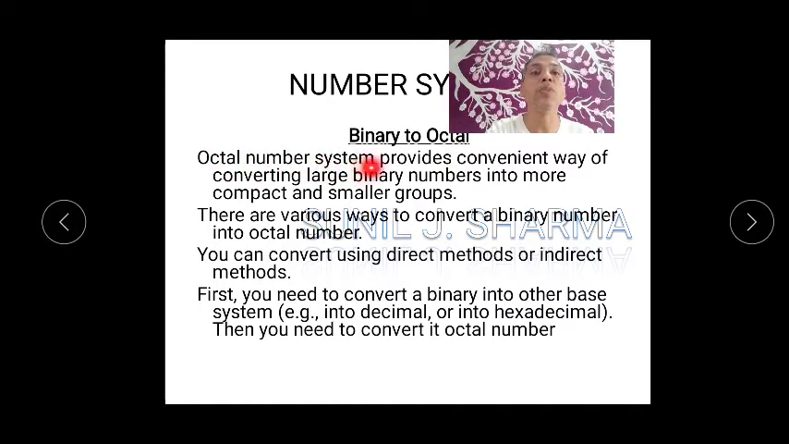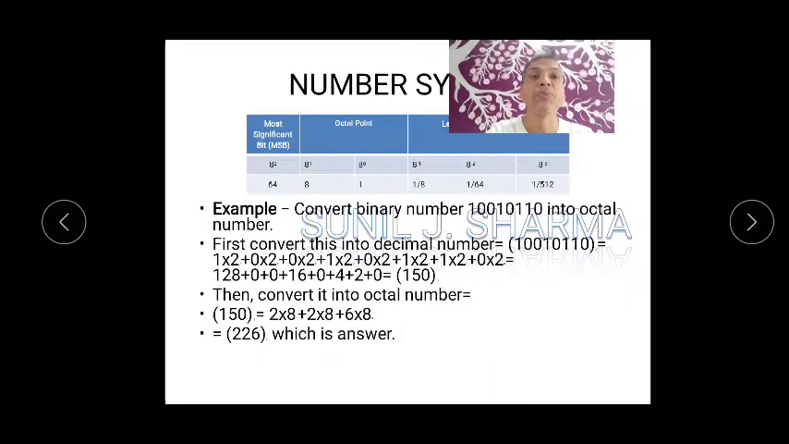The octal number system provides a convenient way of converting large numbers into more compact and smaller groups. There are various ways to convert a binary number into an octal number. You can convert using the direct method or the indirect method. So there are two ways. First, you need to convert the binary into some other base, and then you have to convert it into octal. So let's take an example, that time it will be more clear.